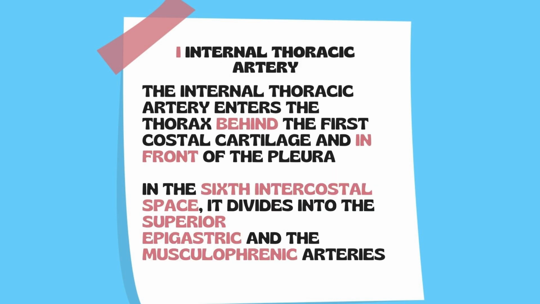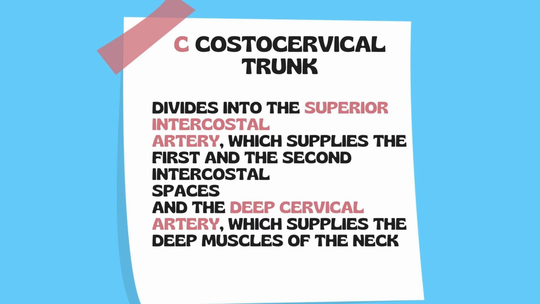The internal thoracic artery enters the thorax behind the costal cartilage and in front of the pleura. Then it divides into the superior epigastric and the musculophrenic artery. The second part of the subclavian artery lies behind the scalenus anterior muscle, and it gives off two branches: the costocervical trunk and the dorsal scapular artery.